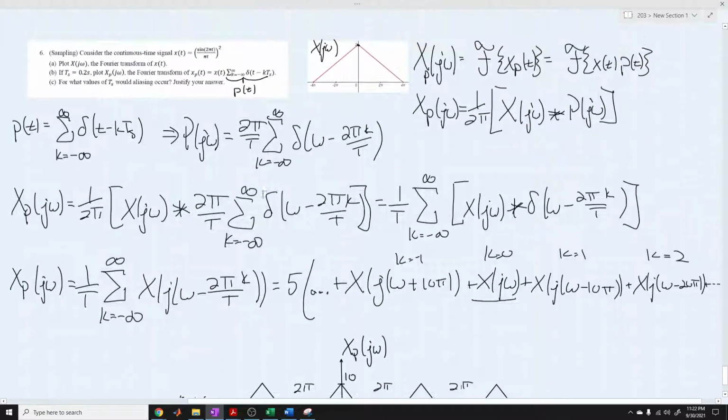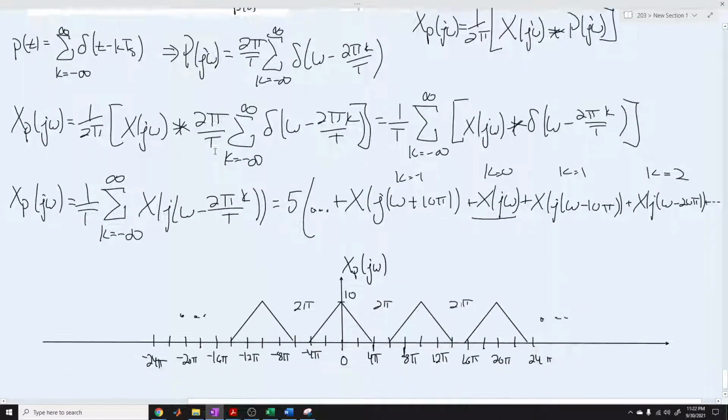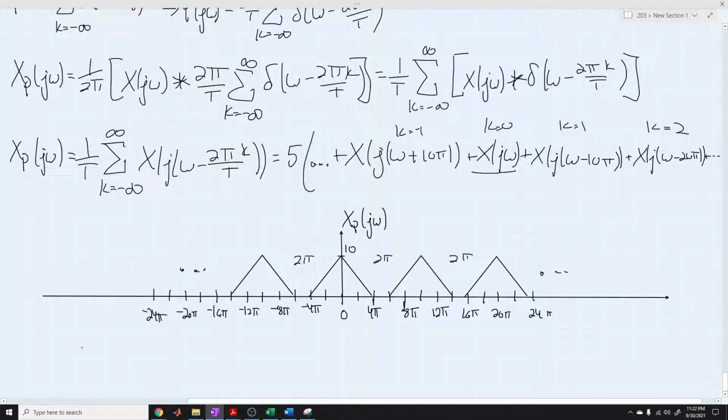Now for part C, for what values of T sub S would aliasing occur? So we have the Nyquist theorem, which states that in order to prevent aliasing, the sampling frequency has to be at least 2 times the maximum frequency.